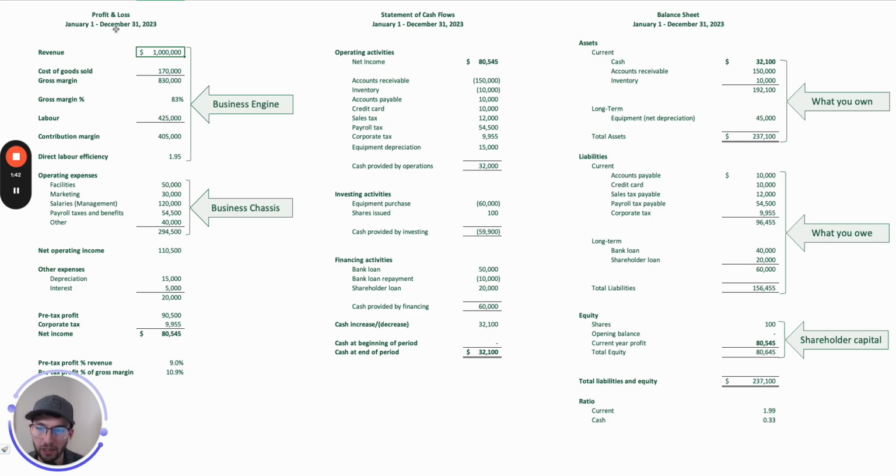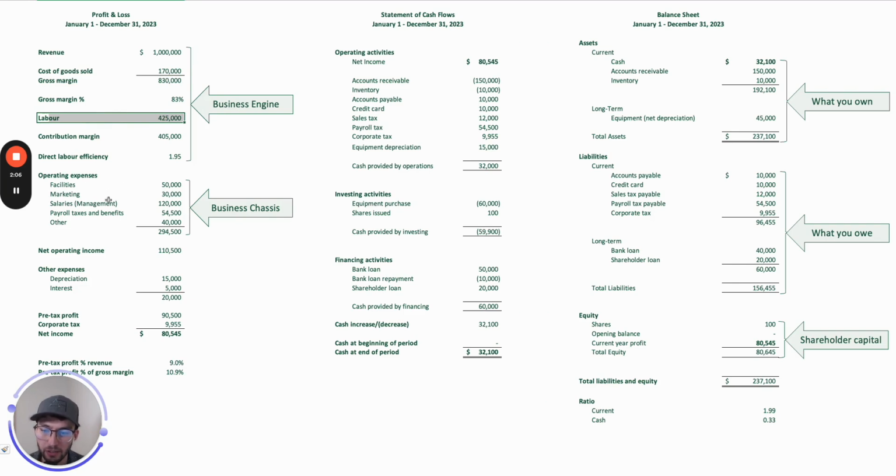So now going in a little deeper, starting with the profit and loss, it's broken up into two main portions. That's going to be your business engine and then your business chassis. The business engine, it's the main part of your business. It's what drives the business forward. So in this case, primarily it's going to be your direct costs, your direct purchases, and then your labor.